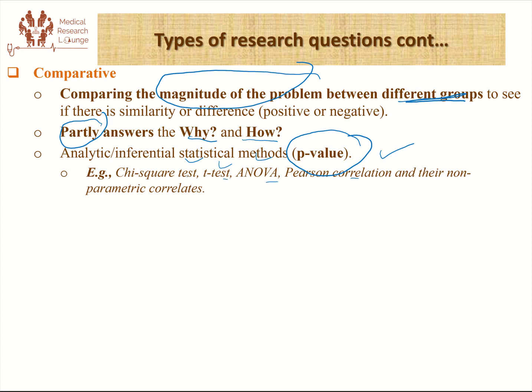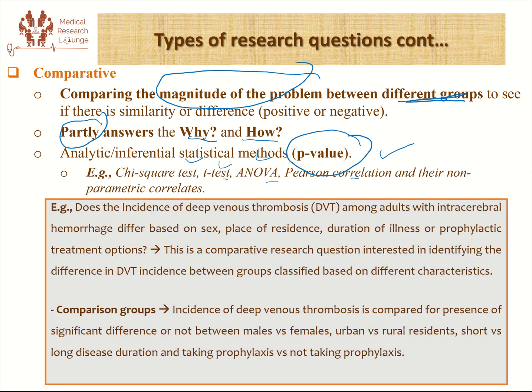So by using these tests, we can answer comparative research questions. For example, does the incidence of DVT among adults with ICH differ based on sex, place of residence, duration of illness, or prophylactic treatment options? Well, this is a comparative research question which is interested in identifying difference in DVT incidence between these groups.